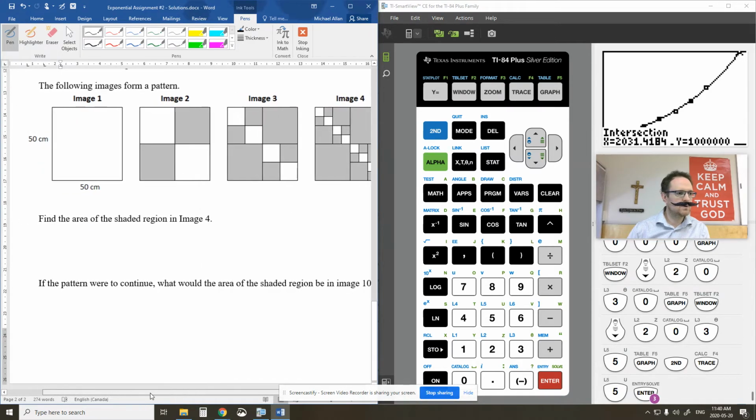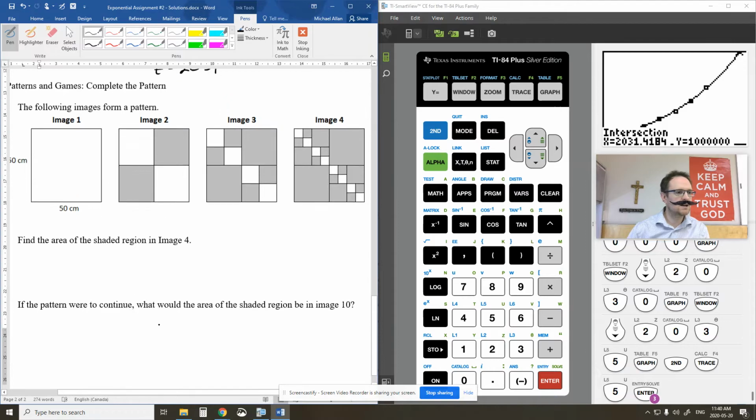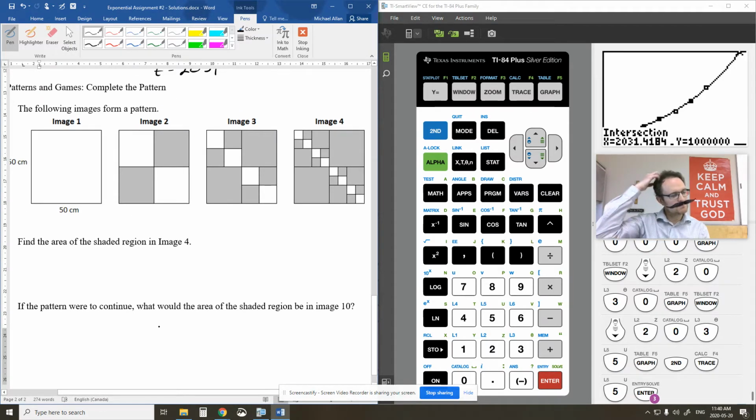Okay, so this one here says find the area, the shaded area in image 4. So there's a pattern here. Okay, so we have to follow the pattern. So in image 1, the area is 0. In image 2, the area that's shaded is half. In image 3, the shaded area is a half plus a quarter. You can see that.